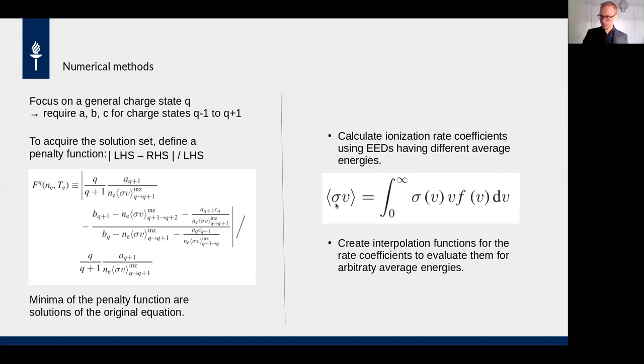We then calculate in advance all the ionization rate coefficients using different average energies of the EED, which, as I mentioned, is... Oh no, I didn't mention it. I'll take the opportunity to mention it. The rate coefficient is calculated by taking the weighted average of the event cross-section over the distribution of the relative speeds of the interacting particles.